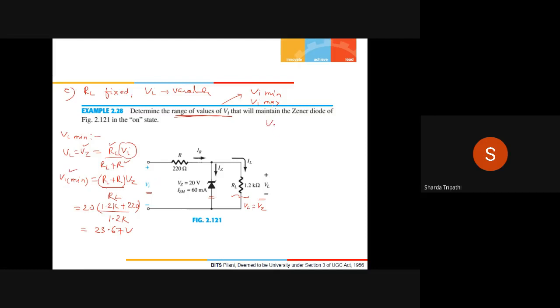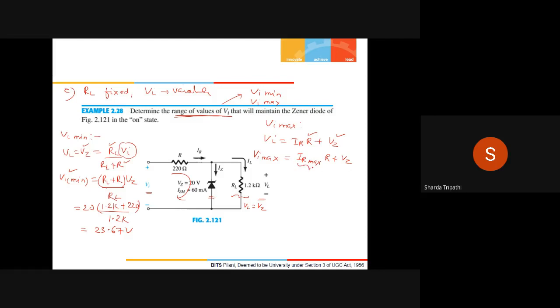अब maximum value निकालने के लिए क्या करें? VI max. So if you see, if I apply KVL over here, then my VI will be equal to IR into R plus VZ. यहाँ पे वेरिएबल क्या है? VZ तो फिक्स्ड है, R भी फिक्स्ड है. The only thing that could vary is IR. So that means if IR is actually IR max, then correspondingly the value of input voltage that I will get will be VI max. So VI max is equal to IR max multiplied by R plus VZ.